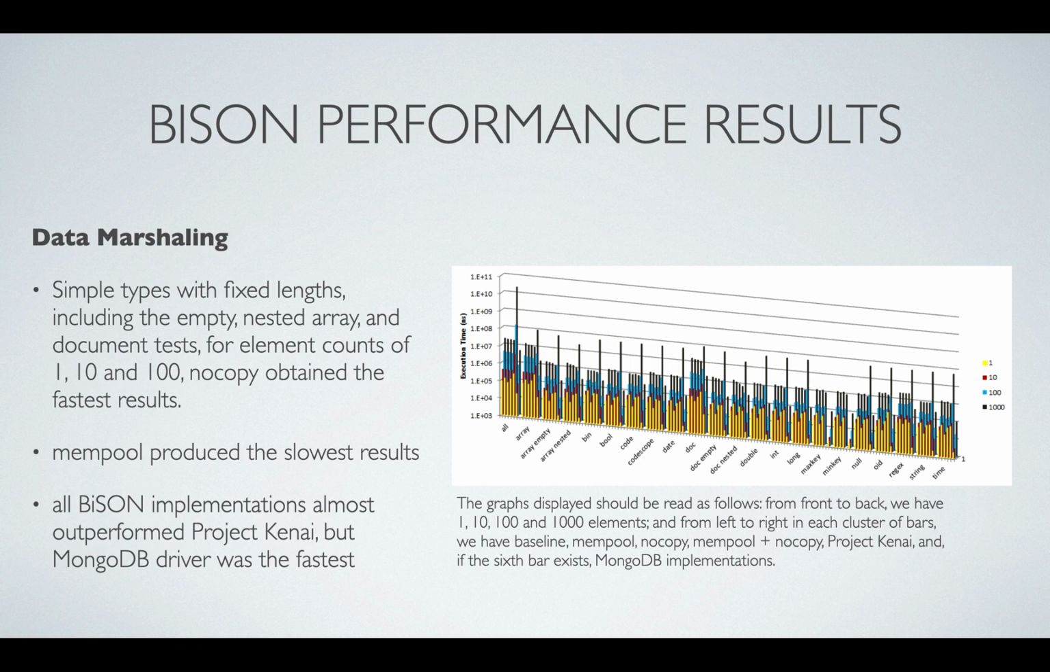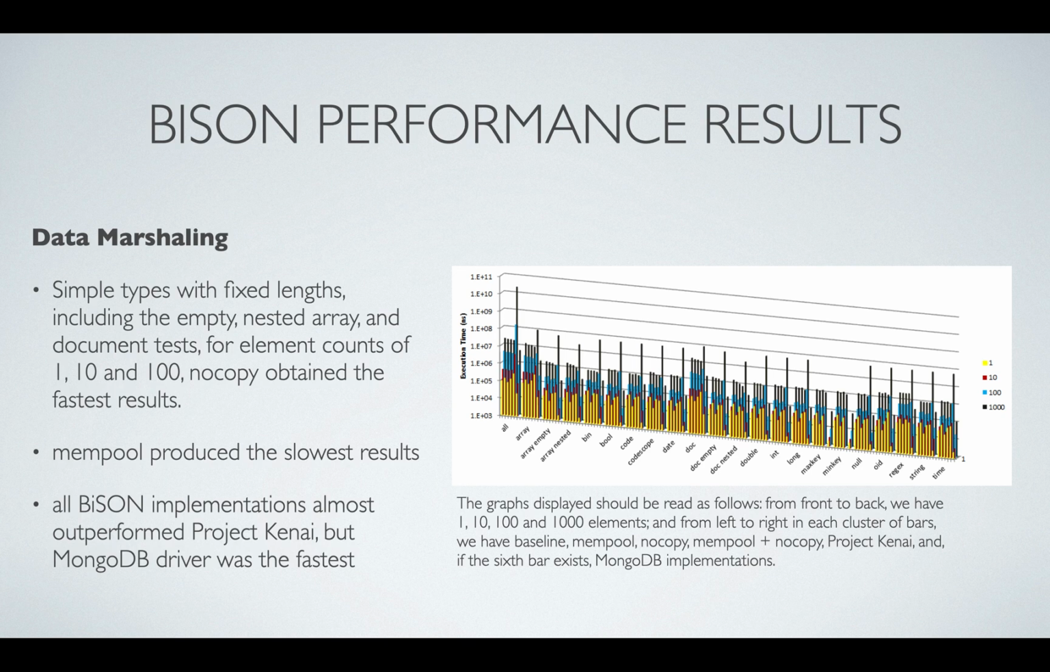First we looked at the marshalling, which is us writing data to the network. The way this graph goes is that we tested all the different data types that come with binary JSON. Binary JSON, unlike JSON, does have types in there, so you can actually say what type a data value is, which makes it easier to parse. The way this graph reads is that the numbers 1, 10, 100, and 1000 represent the number of elements we were writing or reading with that particular type of test.